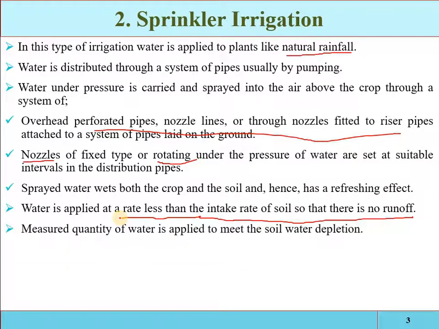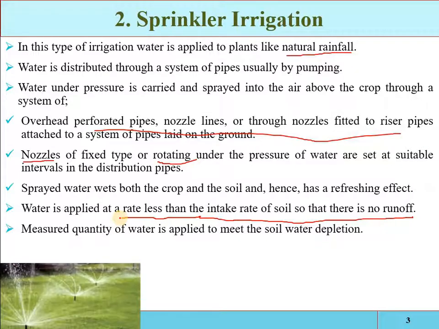If there is no runoff, then erosion will be controlled. The major quantity of water is applied to meet the soil water depletion. Whatever the requirement is, at that rate we apply the water. So it is a controlled, measurable method. Monitoring or telemetry of the water is effectively adopted in this system.